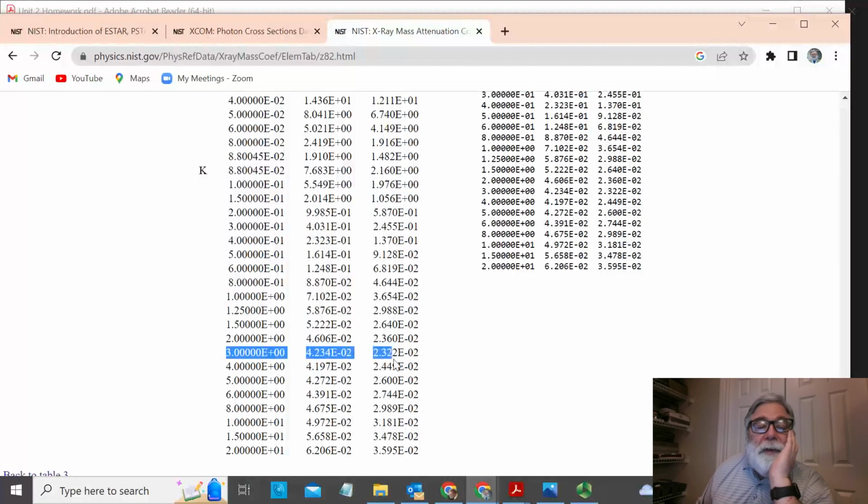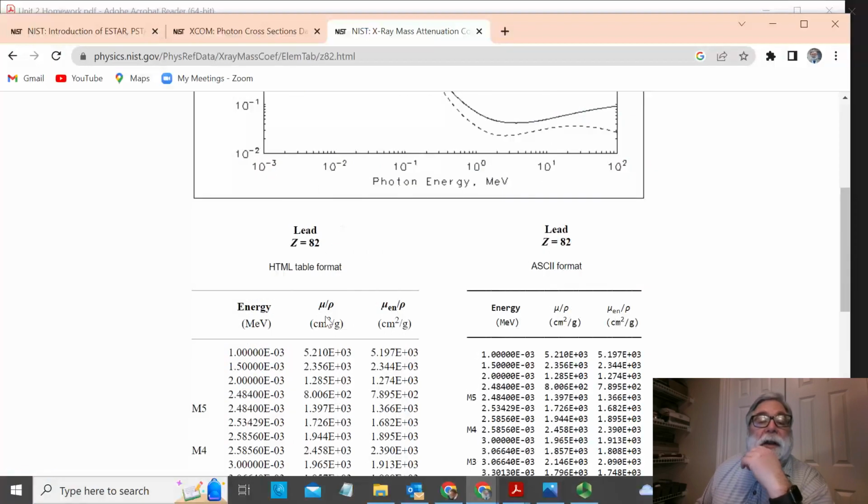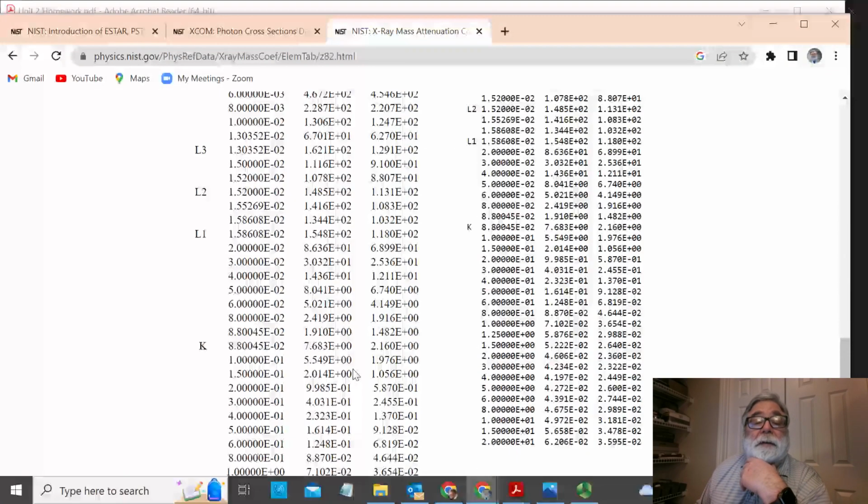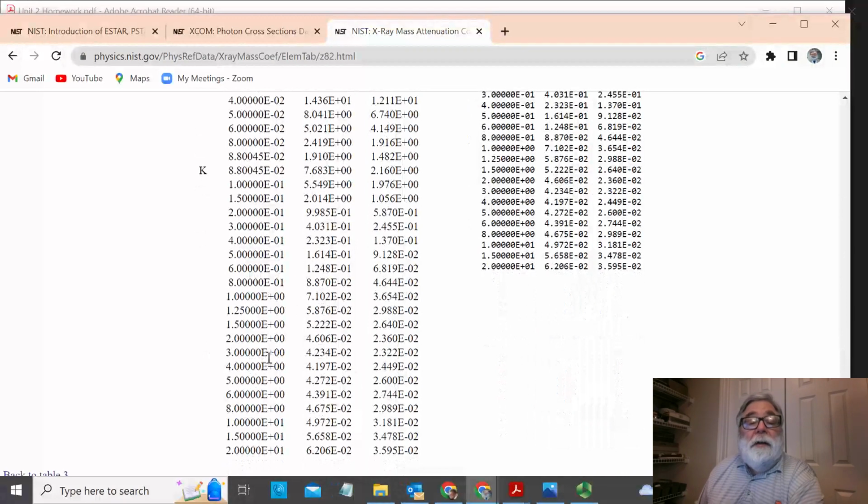Here's 3 MeV. The first one is the mass attenuation coefficient. This is the energy absorption coefficient. We're shielding. We're talking about the tenth value layer, which is how much is necessary to bring it down 90%, to a tenth of the original value. For 3 MeV, I've got 4.234 times 10 to the minus 2.